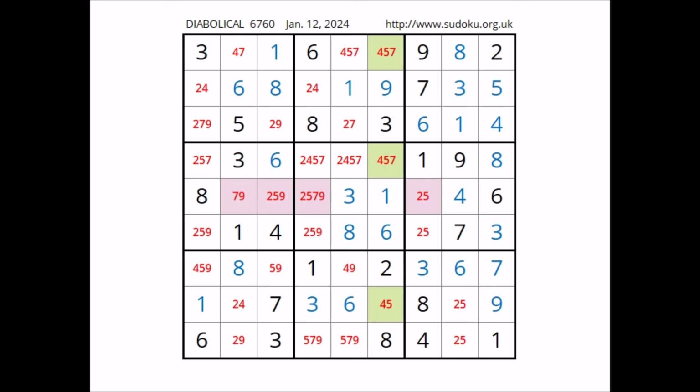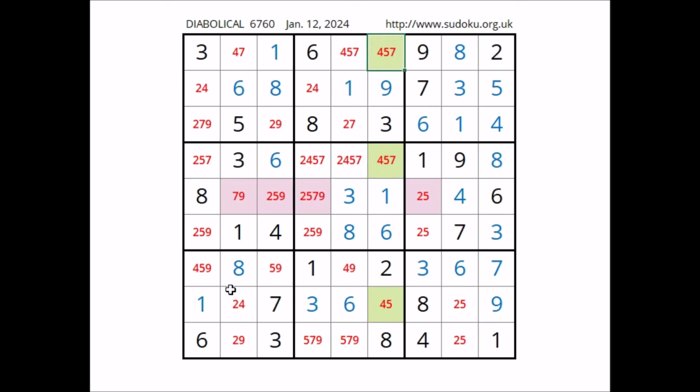What else? Let's see. Look, in this column, 7 can be here, 7 can be here. We only have two places for number 7 in this column. Also, these two places are in these two sectors.